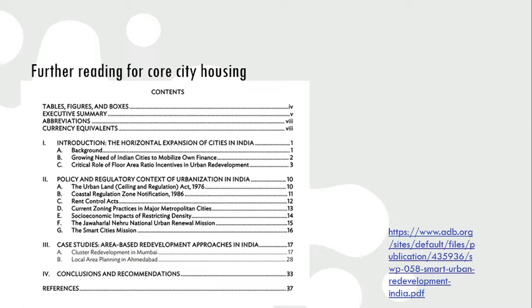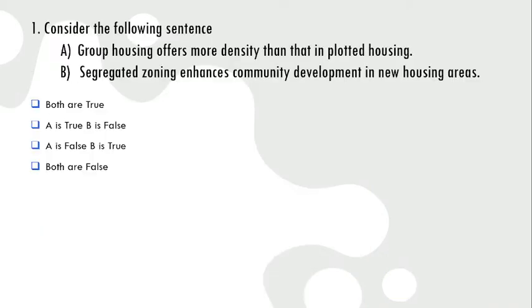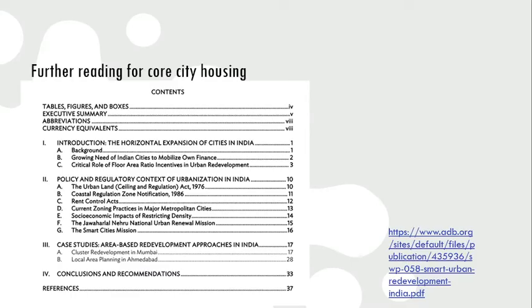Then it also discusses the Jawaharlal Nehru National Urban Renewal Mission of 2004, and the Smart City Mission of 2014. There are also a couple of case studies, one of Mumbai and one of Ahmedabad. So this can be an interesting topic, as it discusses how FAR incentives can be used for urban redevelopment. You can browse this through the link given there, and I'll also share the document with you in the Google Drive folder afterwards.